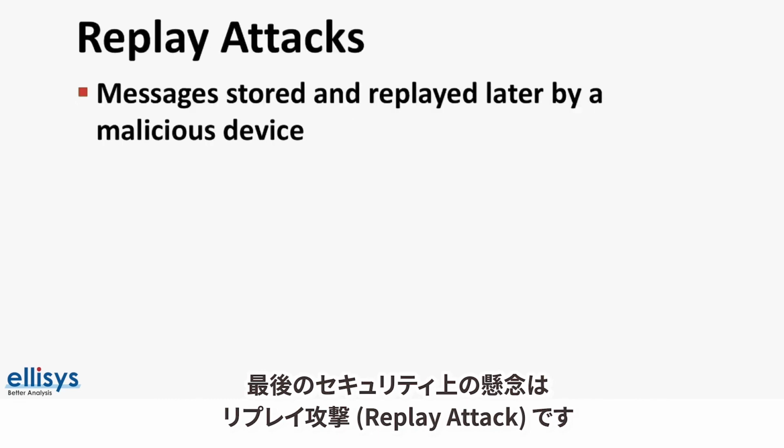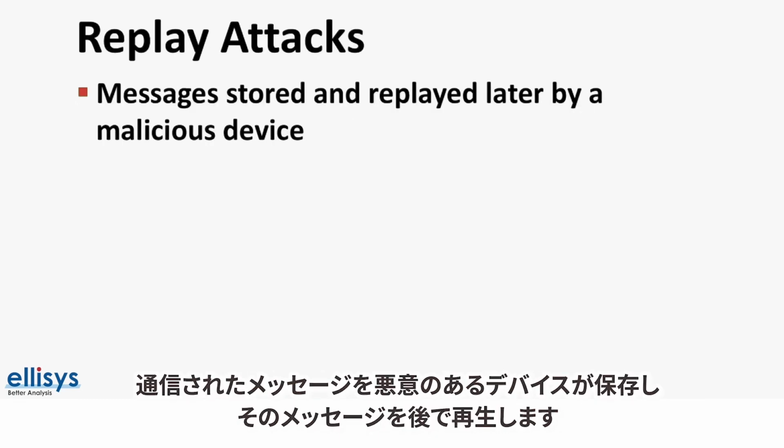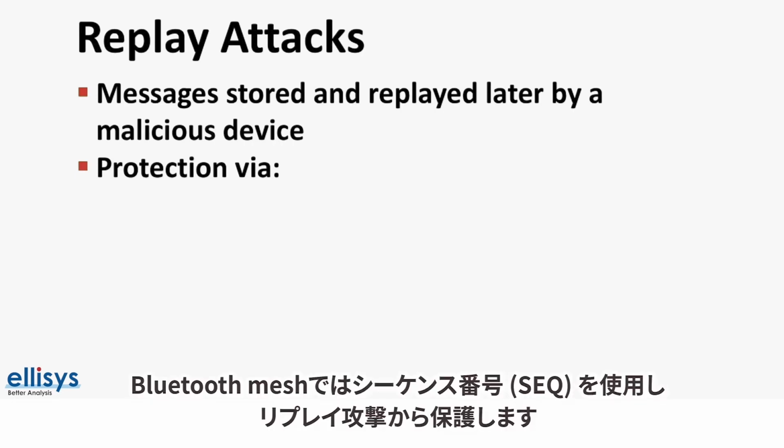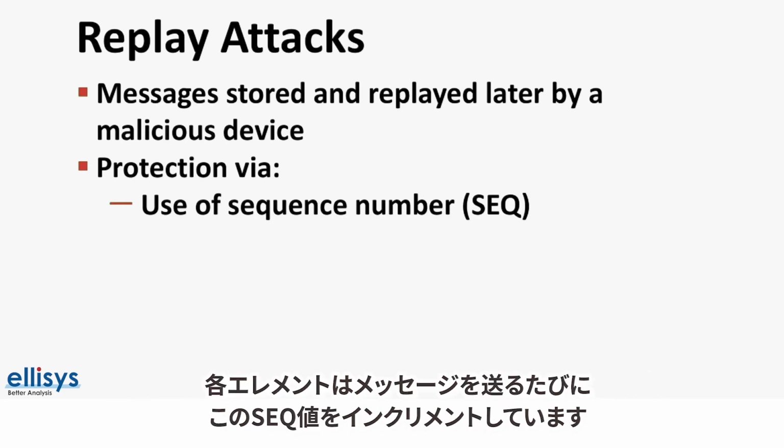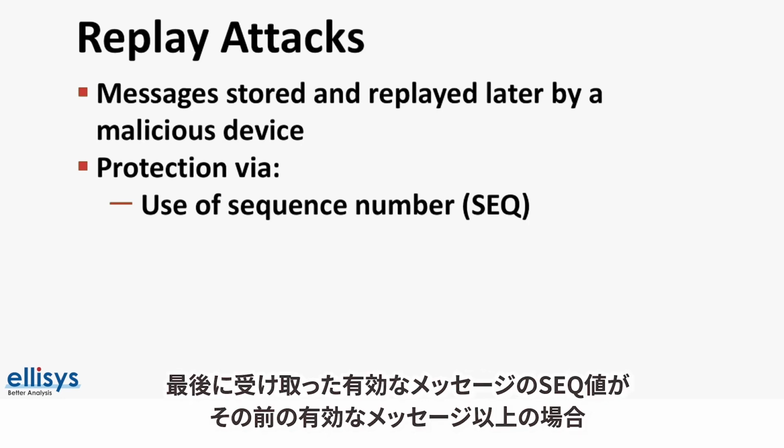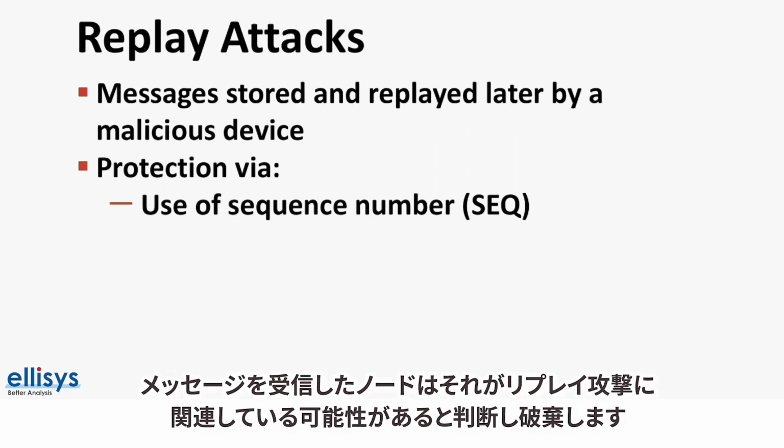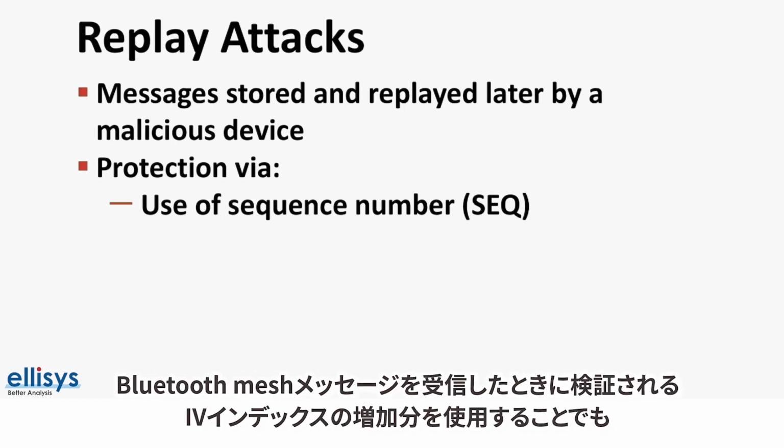The last security concern we want to cover is replay attacks. A replay attack is when one or more messages are stored and replayed later by a malicious device. Bluetooth Mesh provides protection against replay attacks by use of a sequence number, SEQ. Elements increment this SEQ value every time they publish a message. So a node receiving a message from an element which contains an SEQ value that's less than or equal to that which was in the last valid message will discard it, since it is likely that it relates to a replay attack. This is also done by the use of an incrementing IV index, which is an additional value that gets validated when receiving a Bluetooth mesh message.